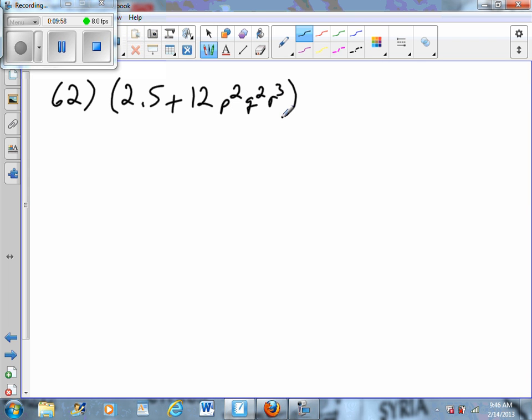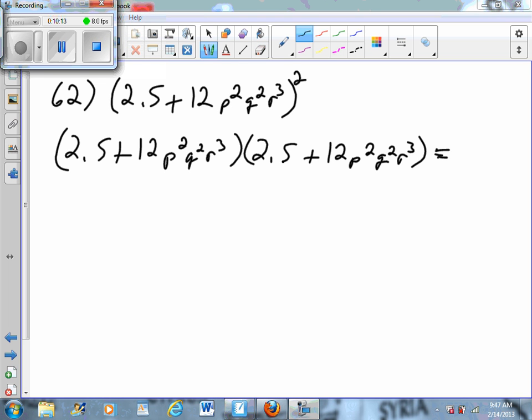What you're going to do, 2.5, let me fix that. All right, so here we go. This is problem number 62. Write it out twice, make sure you don't miss anything. And with problems like this, it'd be a good idea to have a calculator to make sure you get the decimal point in the right place. I see some issues with that.